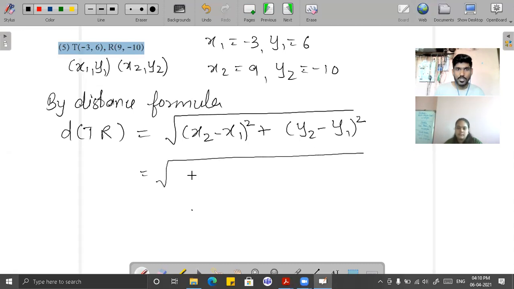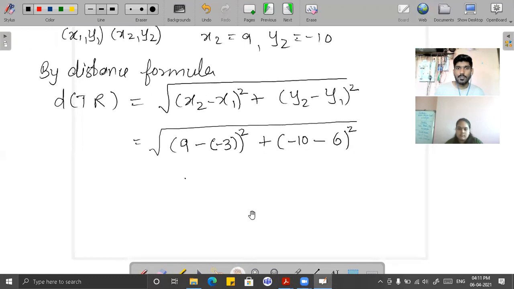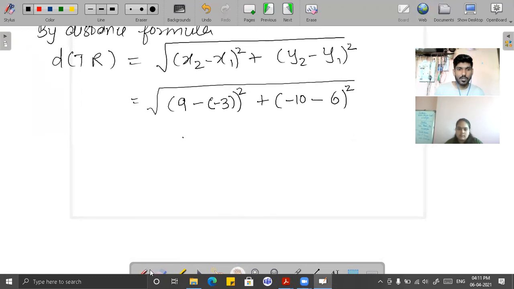So substitute the values. x2 is 9, 9 minus x1. x1 is minus 3. Whenever there is a negative number, you put it in the bracket. So 9 minus of minus 3, the whole square, plus y2 is minus 10 minus y1, which is 6. So this becomes minus 10 minus 6, the whole square.